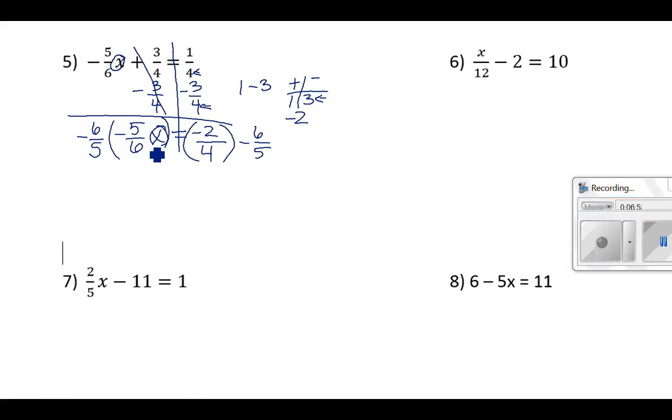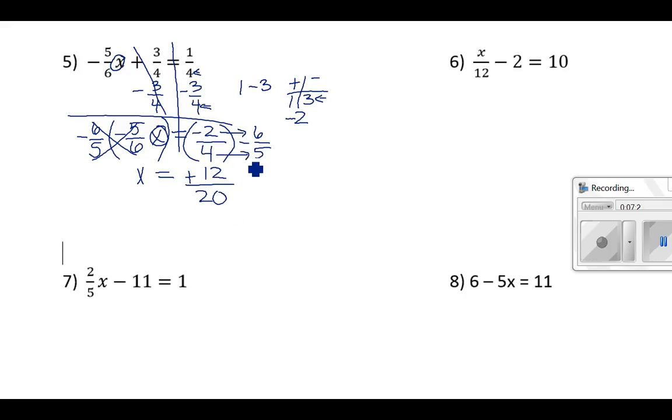These cancel, and I'm left with x equals, and now I have multiplication problems. I'm going to multiply straight across. I see that I have a negative 2/4 and a negative 6 over 5, so a negative times a negative gives me a positive. I know my answer is going to be positive. 2 times 6 is 12. 4 times 5 is 20.